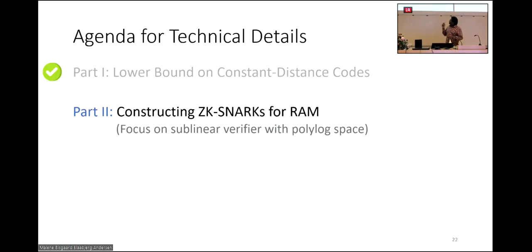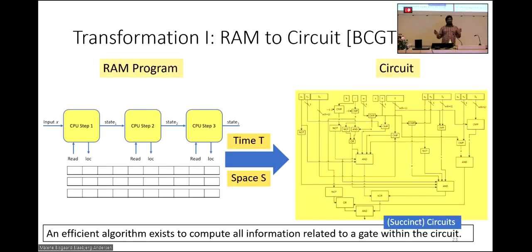Basically, I'm going to focus on the sublinear verifier with polylog space. The first step is the transformation from the RAM program to the circuit. There's a transformation given by Ben-Sasson et al. in 2030, where you convert a RAM program into a circuit transcript. There is a property of the circuit such that you can compute any information about a gate or about an intermediate wire value in polylog T, or in an efficient way.